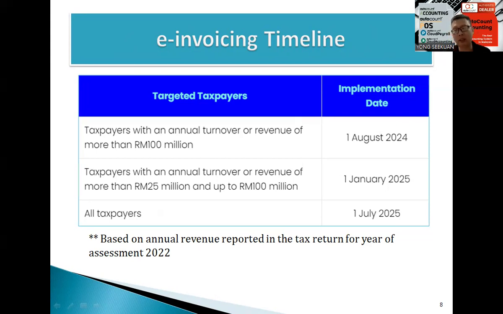Then you also definitely need to change your business operation in issuing the invoice, because you will issue the invoice and then submit it to the government. It is real time.